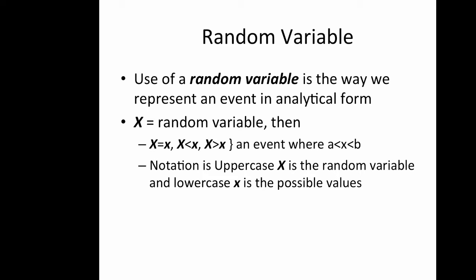So the notation here gets a little tricky in the textbook. They use uppercase X to represent what random variable is being discussed. And then they use the same letter, but lowercase, in this case x, to represent the possible values that X can take on. So keep that in mind. It is a little confusing, but that's the notation that the book has adopted, and we will do the same.